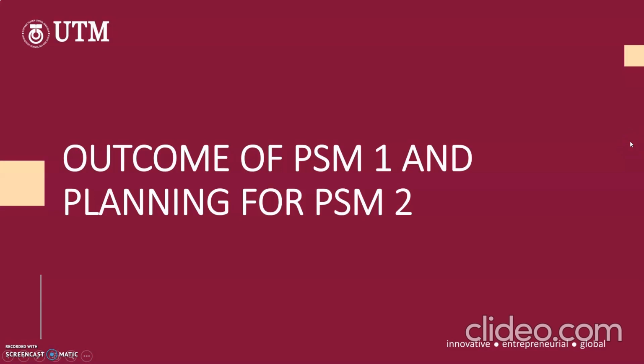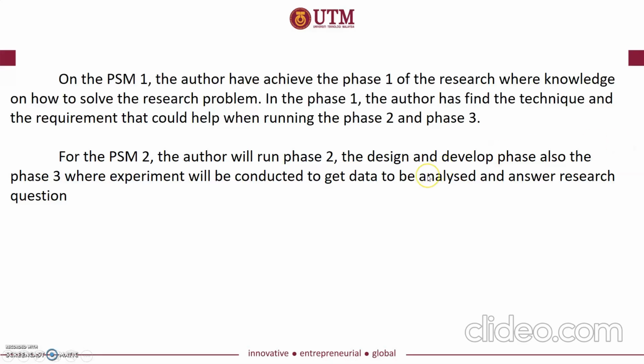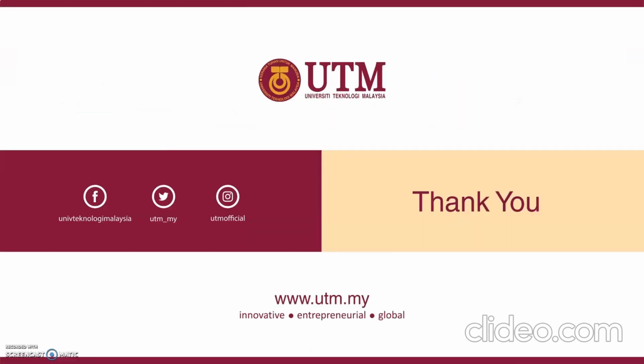The outcome of PSM1 and the plan for PSM2. On PSM1, the author has achieved phase 1 of the research, gaining knowledge on how to solve the research problem. In phase 1, the author has found the techniques and requirements that could help in running phase 2 and phase 3. For PSM2, the author will run phase 2, the design and develop phase, and also phase 3, where experiments will be conducted to get data to be analyzed and answer the research question. Thank you.